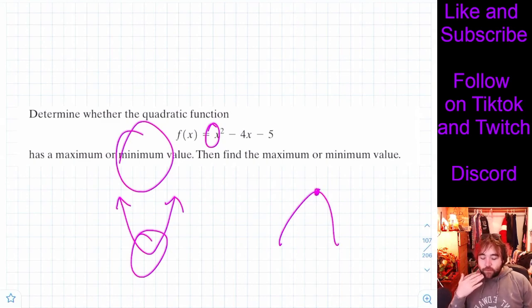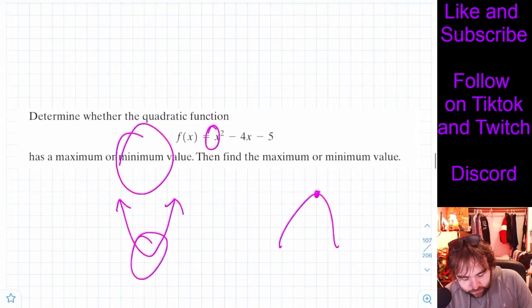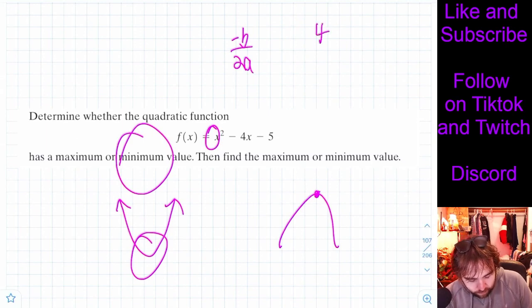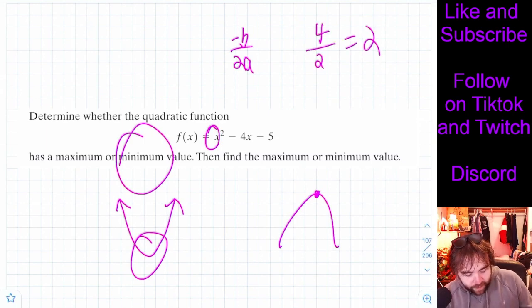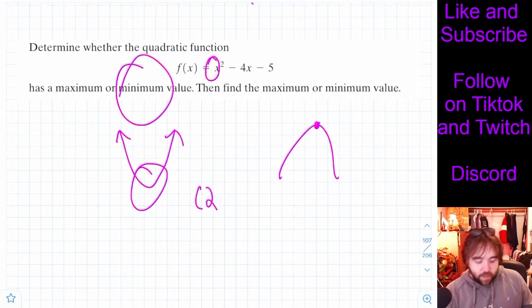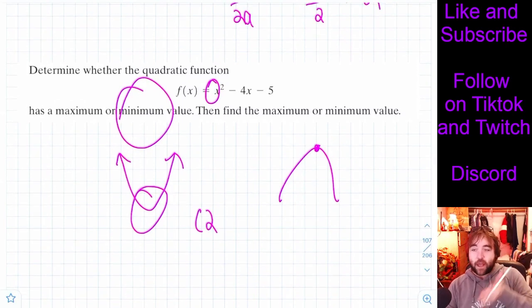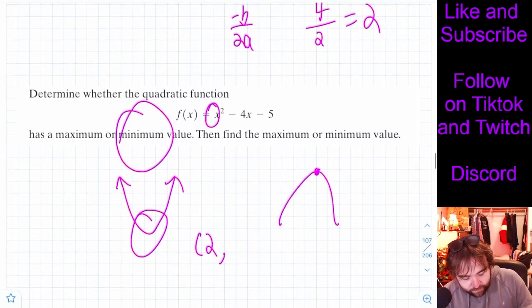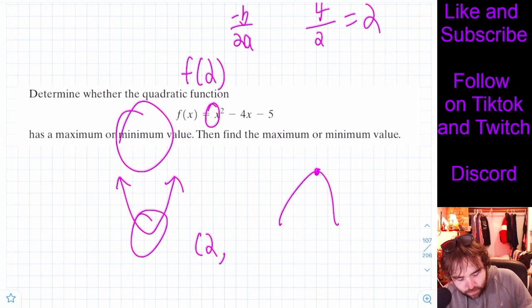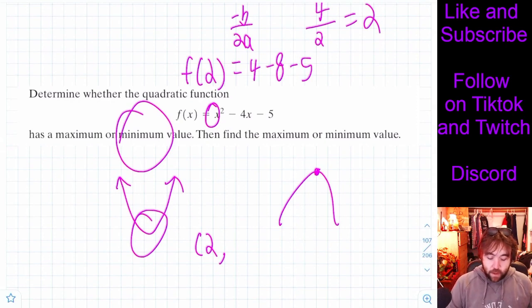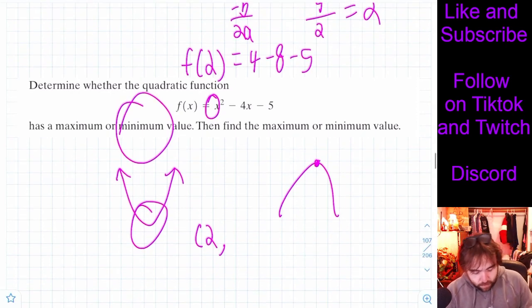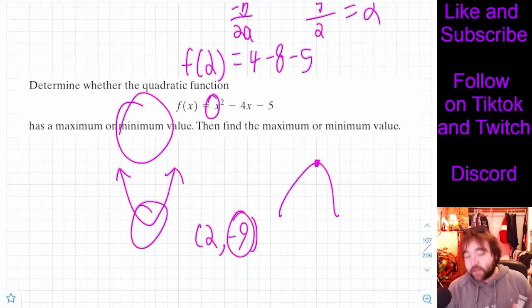So let's find it. So we'll do the same thing we've been doing. The vertex is negative b over 2a. So in this case, negative negative 4 over 2 times 1. So the x-coordinate of the vertex is 2. So that's where the function has a minimum. Then the actual minimum value is whatever we get when we plug into f of 2. So we get 4 minus 8 minus 5, which is negative 1 minus 8, so negative 9. So that's the lowest value. That's the minimum value of this parabola.